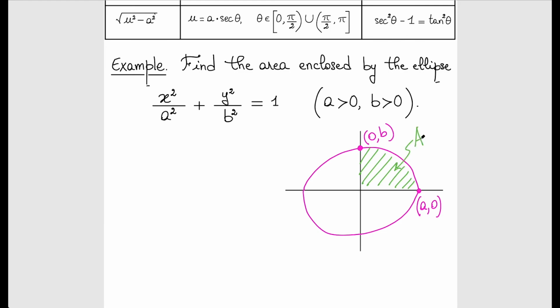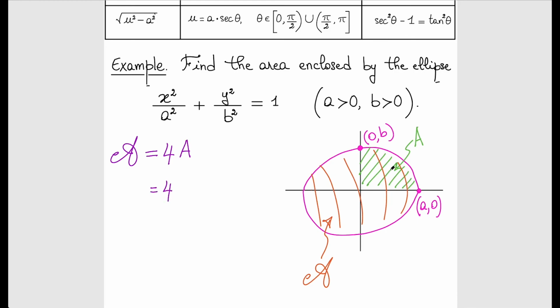regular A? The green area is regular A, and the entire area, how about we call it calligraphic A. Okay, so we have the following. We have that calligraphic A is equal to 4 times that regular A. Okay, and what's that regular A? What's that area? The green area.